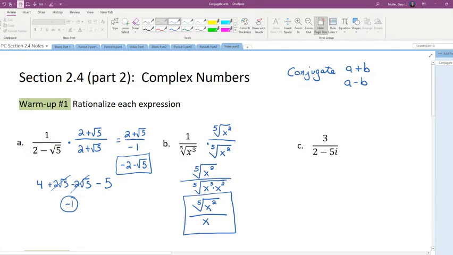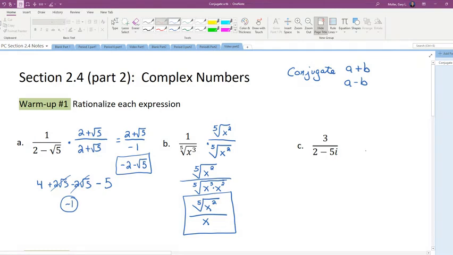And no, do not simplify these. Again, this is not just a regular old x. This is a fifth root. So we cannot do anything with those. And then on this one, we are going to have to multiply by the conjugate.